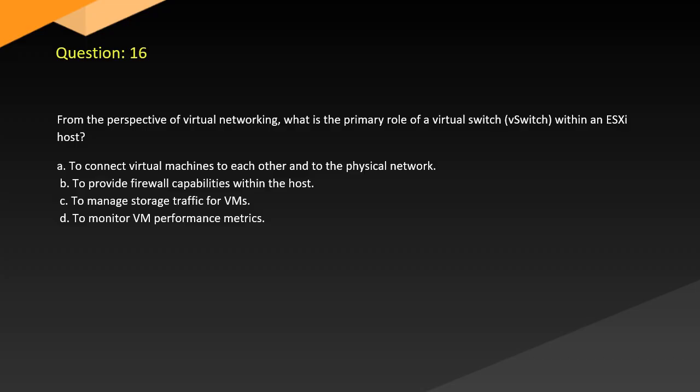Question 16. From the perspective of virtual networking, what is the primary role of a virtual switch, vSwitch, within an ESXi host? A. To connect virtual machines to each other and to the physical network. B. To provide firewall capabilities within the host. C. To manage storage traffic for VMs. D. To monitor VM performance metrics.